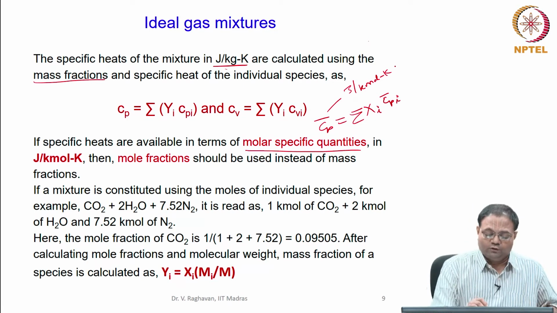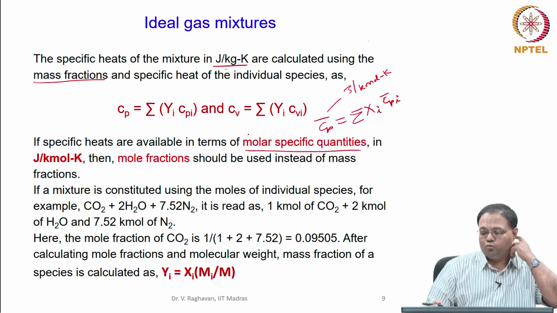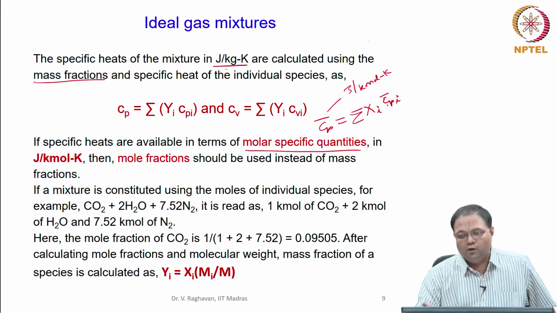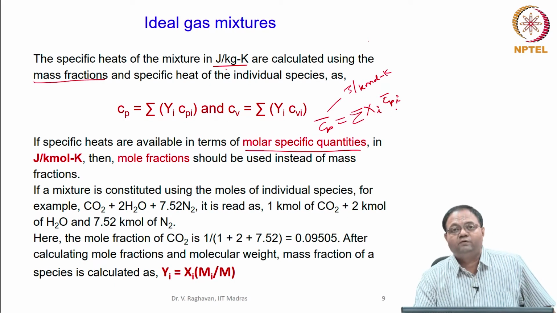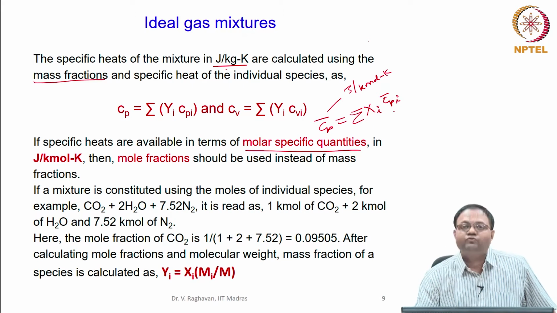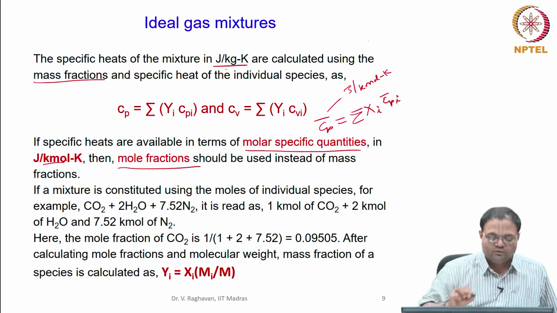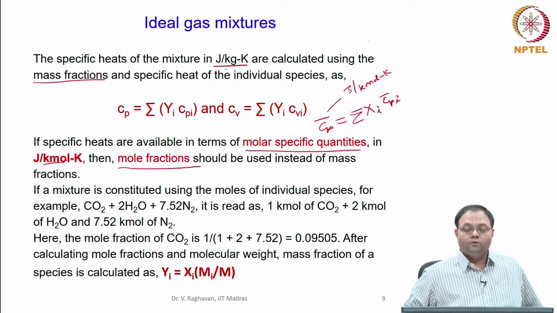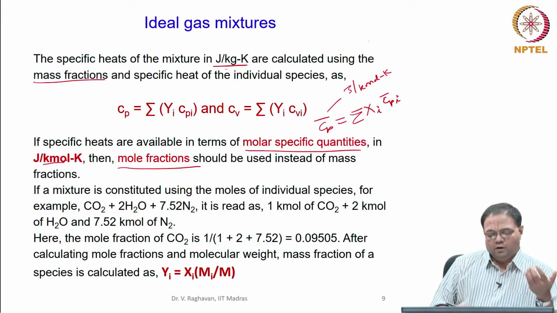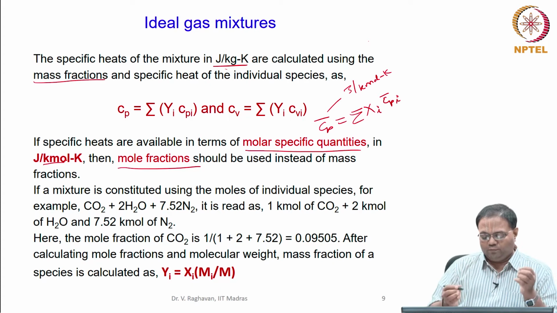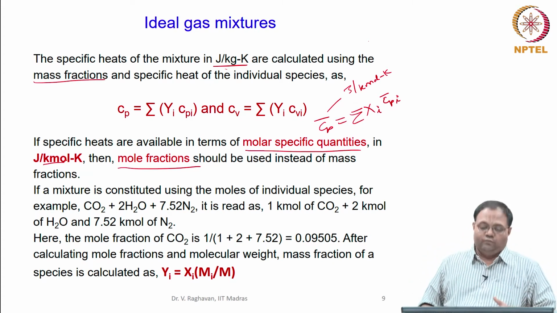Or you can also multiply Cp by molecular weight, and you will get this. So Cp and Cv are related by molecular weight also. But if you have mole fractions and the molar specific heats known, then you can straight away use this rule. Mole fraction should be used when you have molar specific quantities. Now we will take a small example and see how to go about the calculations of mass fractions and so on.